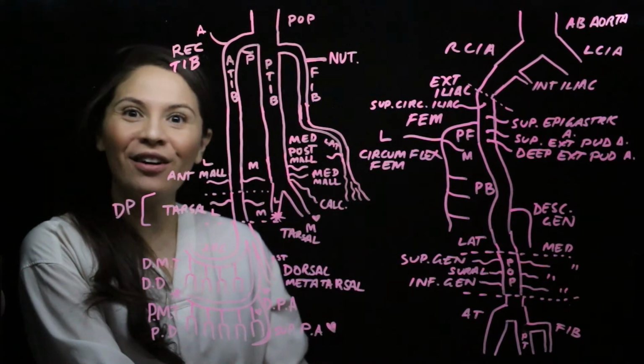So let's move on to the veins. All right, so let's have a look at the veins. We will start from the foot and we'll work our way up. So I'm going to start with the superficial veins because trying to do both superficial and deep is kind of impossible when you're drawing it like this. Okay, so let's start with the foot. We have our dorsal venous arch.